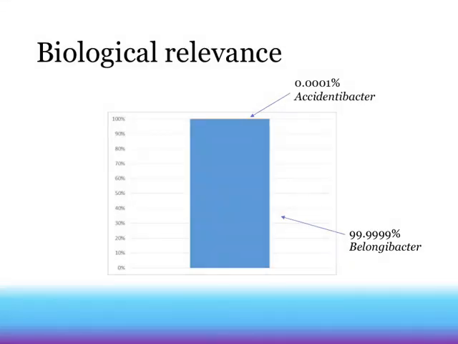Last example, biological relevance. Here's a microbiome sample. 99.999% is Belongibacter, right? And then 0.0001% is Accidentibacter. So does this thing matter? We found it in the sample. And if you sequence deeply enough, you can probably find almost everything. But where do you draw the line in terms of biological significance? Right? And so this is a very complicated question.